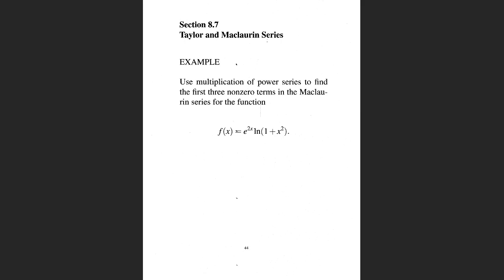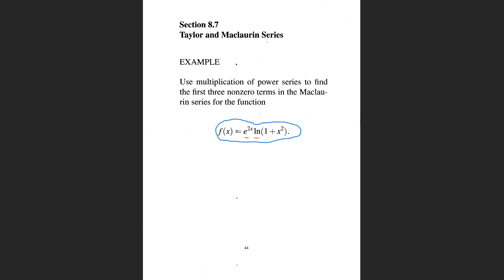Okay, so in this problem, we want to find the Maclaurin series for this function. The function is e to the 2x power times the log of 1 plus x squared. If we were to try to find a Maclaurin series from scratch, where we have to find the first, second, third derivatives for this function, it could get a little messy.